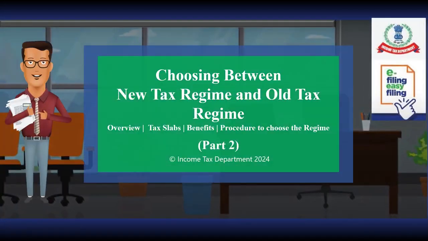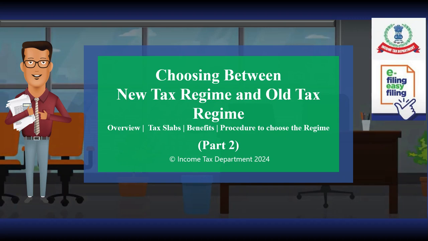This video is on choosing between the new tax regime and the old tax regime. The video is divided into 3 parts. In the first part, we would be discussing the overview of the two schemes, the tax slabs applicable in the old as well as the new tax regime, and the benefits of opting in or opting out of the new tax regime. In the second video, we will be discussing the procedure for opting out of the new tax regime, and in the third part, we would be discussing the frequently asked questions on the new tax regime.